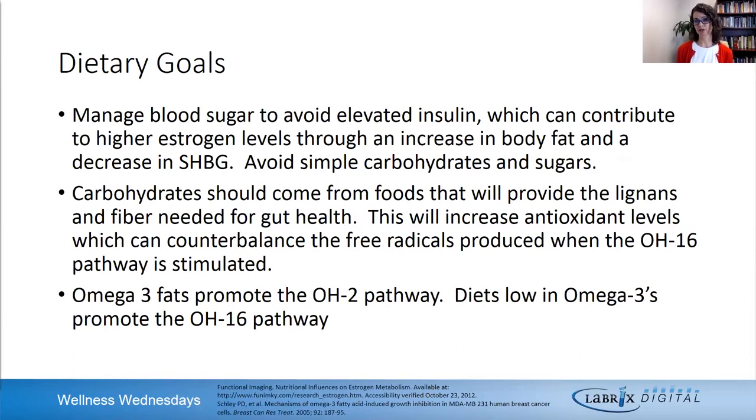One of the most important ways to manage blood sugar is to avoid simple carbohydrates and sugars. Carbohydrates should come from foods that provide the lignans and the fiber needed for gut health. This will increase antioxidant levels, which will counterbalance the free radicals produced when the 16-OH pathway is stimulated. Omega-3 fats promote the 2-OH pathway, which is again the positive pathway. Diets low in omega-3s are going to push the 16-OH pathway.